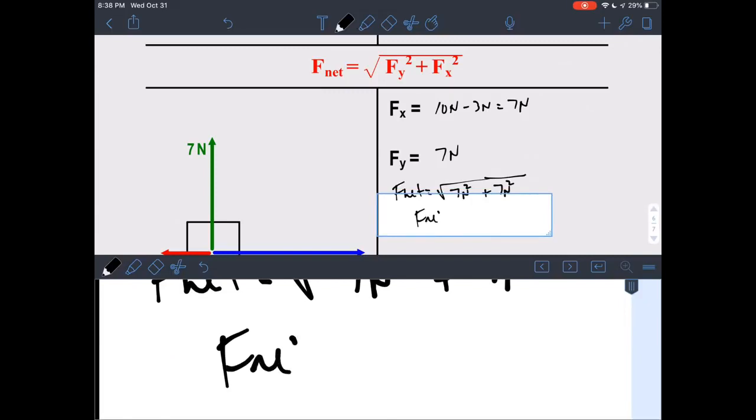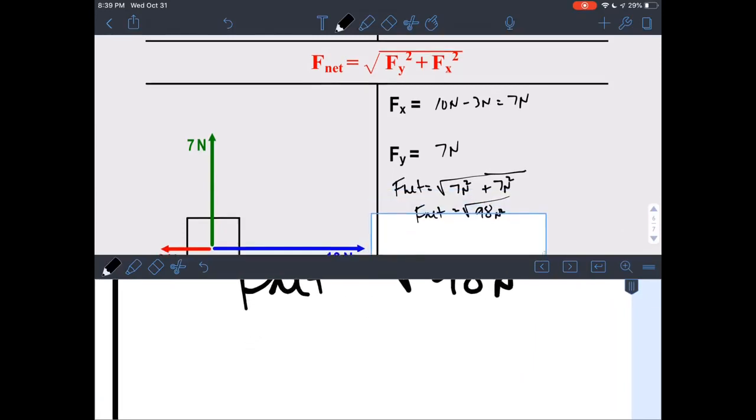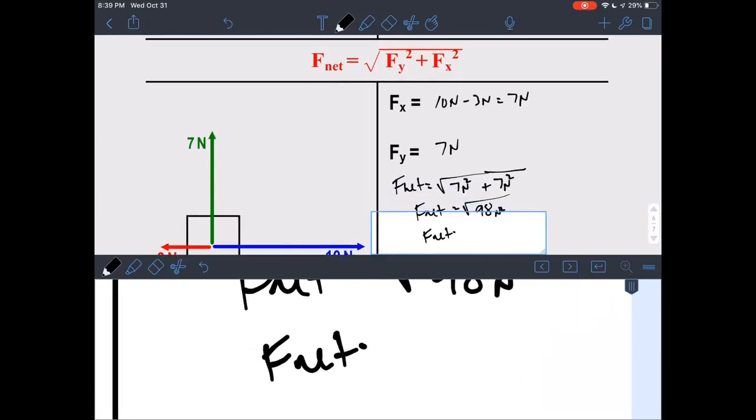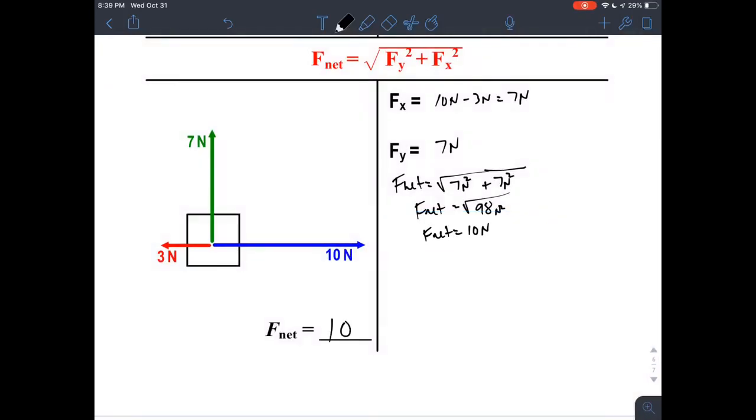So our F net is going to be the square root of 98 square newtons, and what we end up with, of course, is, for our F net, roughly 10 newtons, because the square root of 98 is approximately 10 yet again. So our F net is 10 newtons, and this time we have a force that's pointing roughly up and right at about 10 newtons.